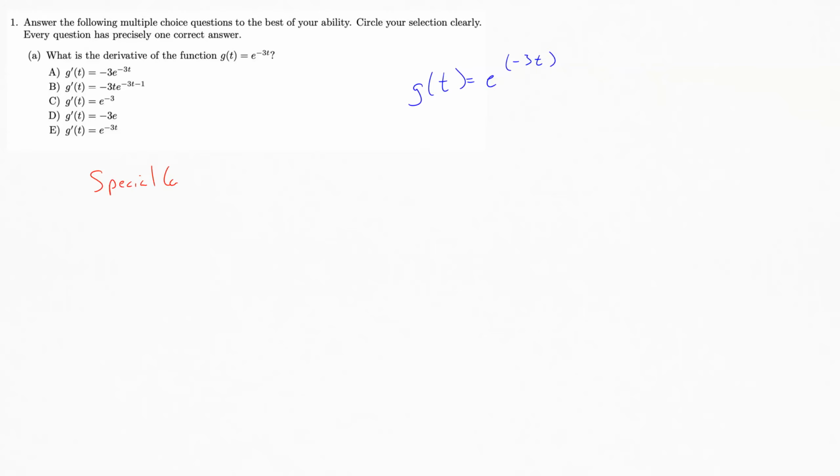And so what that special case looks like is if f of x equals e to the x, then the derivative of e to the x is just e to the x. The one thing to note here, though, is as soon as that is anything more than just an x, so negative x, negative 3x, like we're looking at negative 3t, anytime it's more than just that basic variable inside there, it's a chain rule problem.